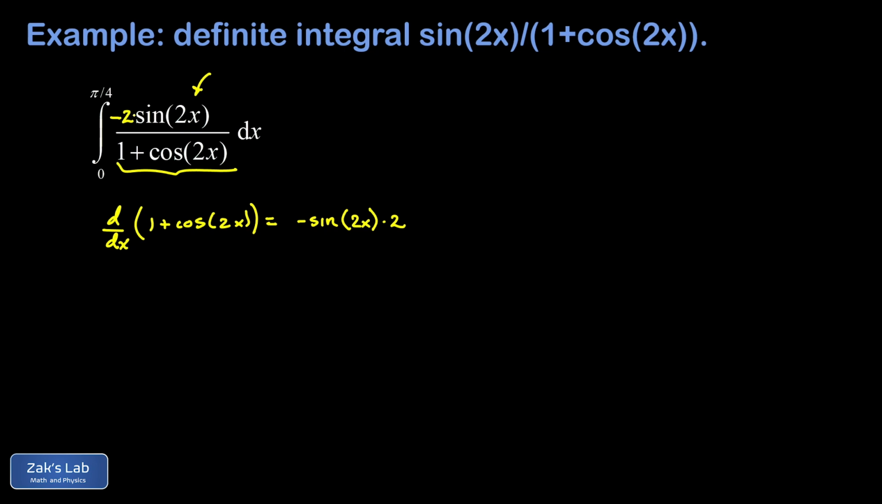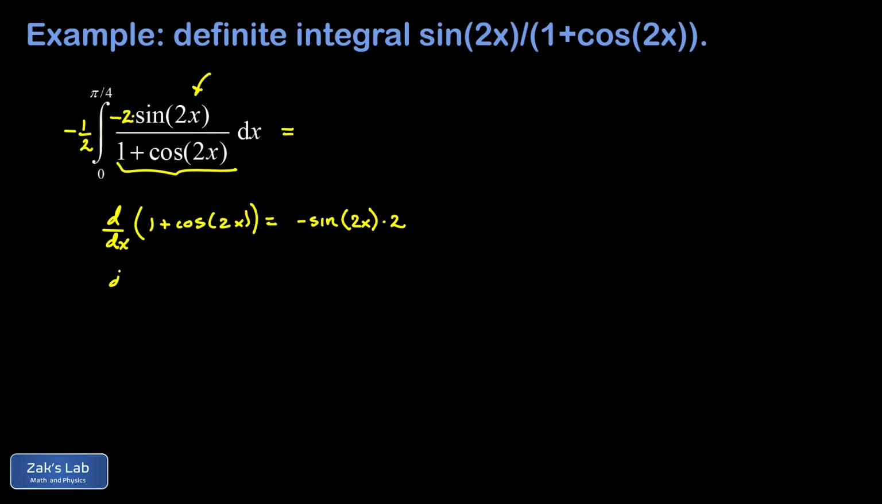Well, we can just multiply the interior by -2 if we want, as long as we compensate by multiplying by -1/2 out in front. And now I'm in this classic position where I recognize the derivative of the denominator sitting in the numerator. Well, this is exactly what natural log functions do.